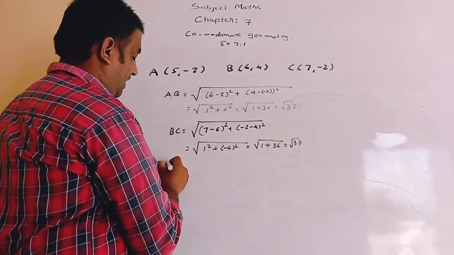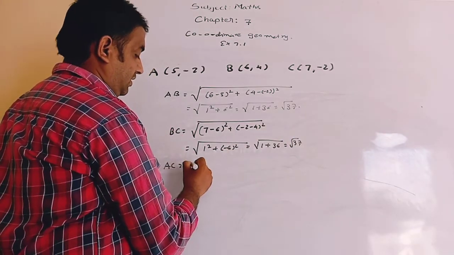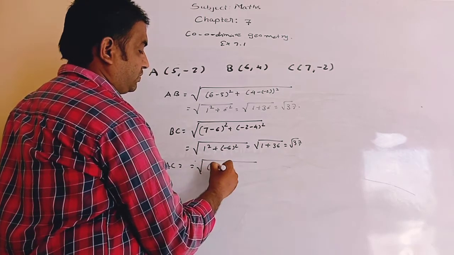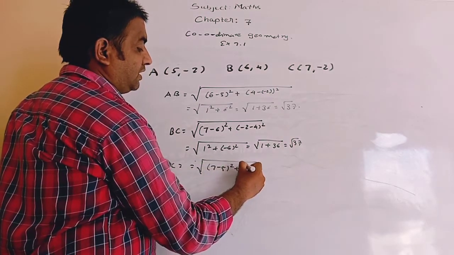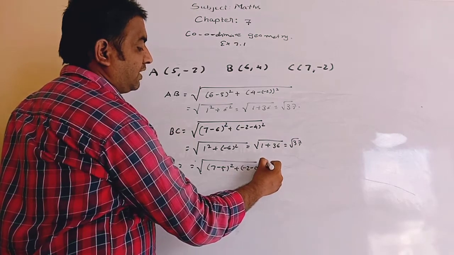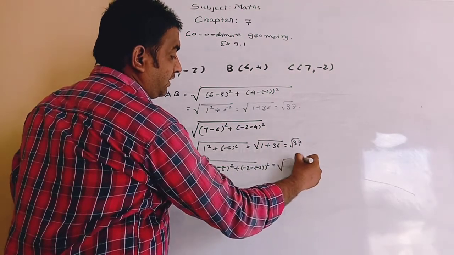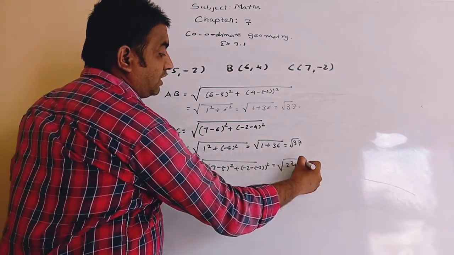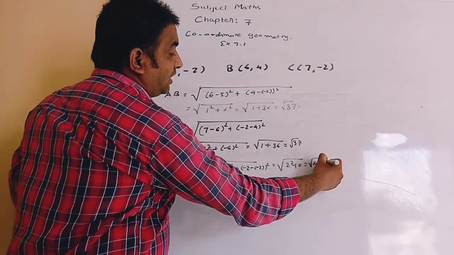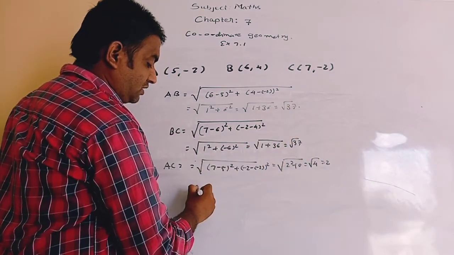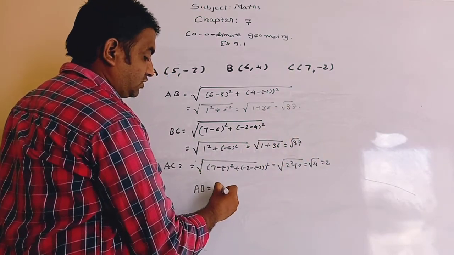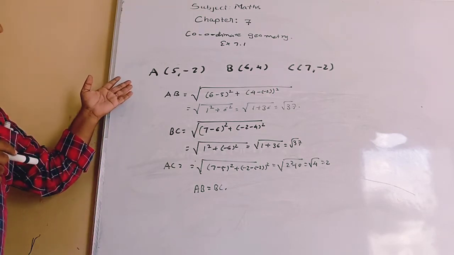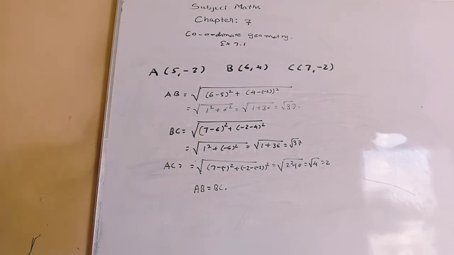And AC we can find: root of (7 minus 5) square plus (minus 2 minus minus 2) square, so it is 2 square, and minus minus becomes plus, 2 minus 2 is 0, so it is 4, and so 2. So here AB equals BC, and so we can say that they are the vertices of an isosceles triangle.